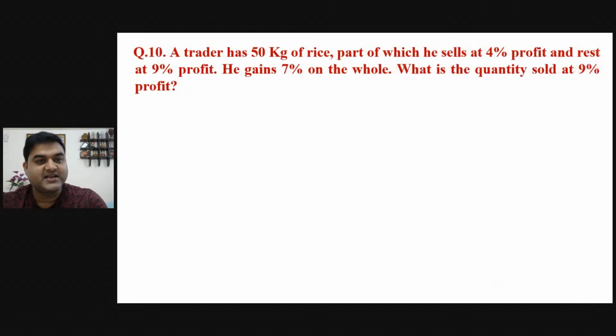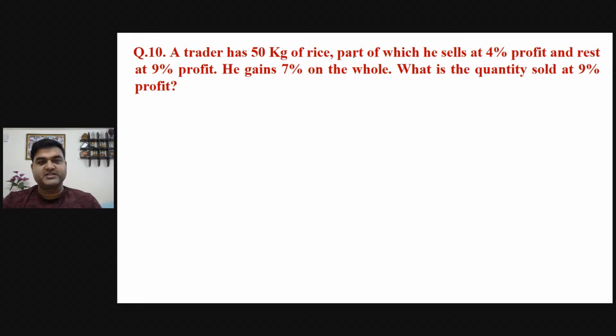And let's see the last sum. A trader has 50 kg of rice, part of which he sells at 4% profit and the rest at 9% profit. He gains 7% on the whole. What is the quantity sold at 9% profit? So what is given? 9%.